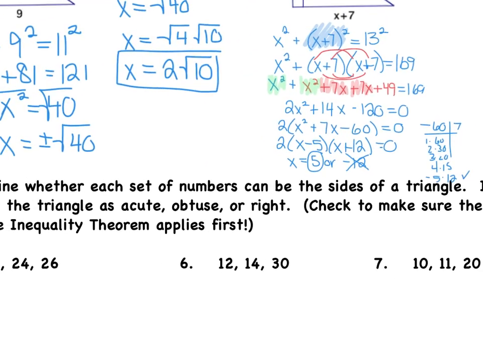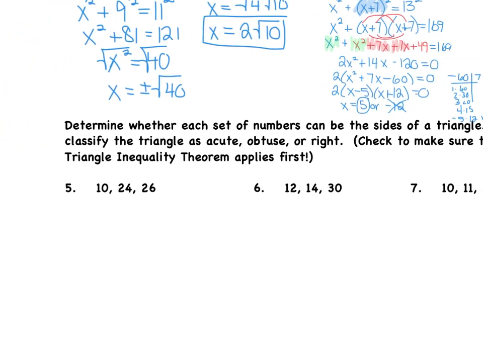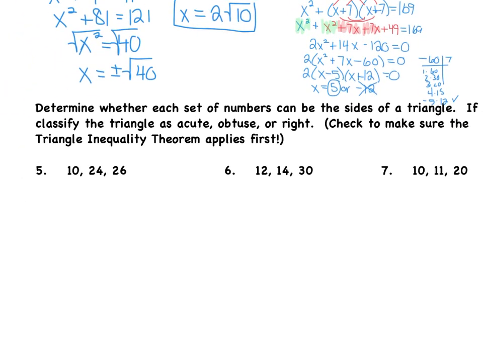Okay, now the last batch of problems here. I'll do the first 2 with you. You will do the third one on your own. First, we're going to determine if each set of numbers can be the sides of a triangle. And then if they can, we are going to classify them as acute, obtuse, or right.